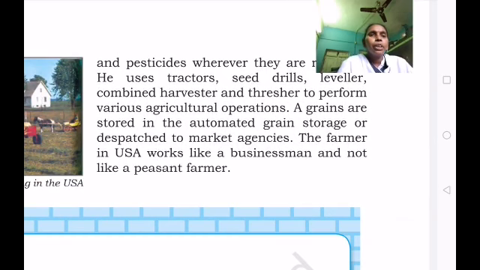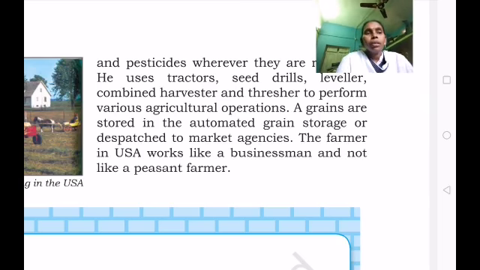Grains are stored in the automated grain storage or dispatched to market agencies. From the field, they are dispatched directly to the market agencies. The farmer in the United States of America works like a businessman and not like a peasant farmer.